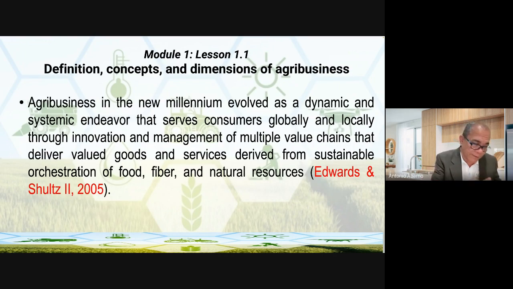Now, from Ray Goldberg and Davis, as we have said, agribusiness is not a static discipline. In 2005, Edwards and Schultz advocated what we call a sustainable orchestration of agribusiness. Why? Sustainability comes into the picture of a growing and expanding agribusiness. Why was it important to do that?